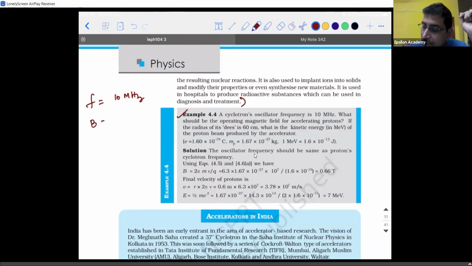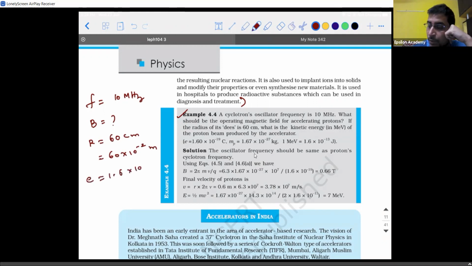So B is equal to how much? If the radius of the Ds is 60 centimeter or 60 into 10 power minus 2 meter, what is the kinetic energy of the proton beam produced by the accelerator? E is equal to 1.6 into 10 power minus 19 is given. All those things are given.